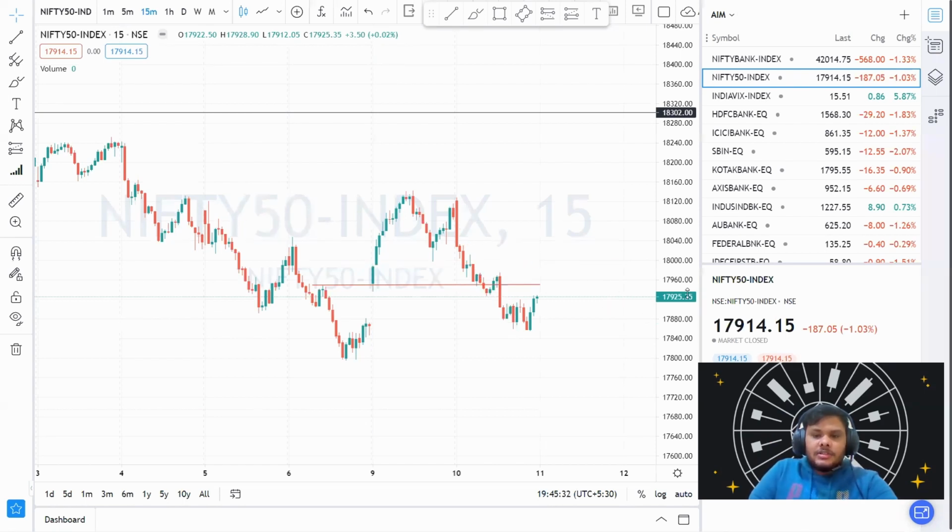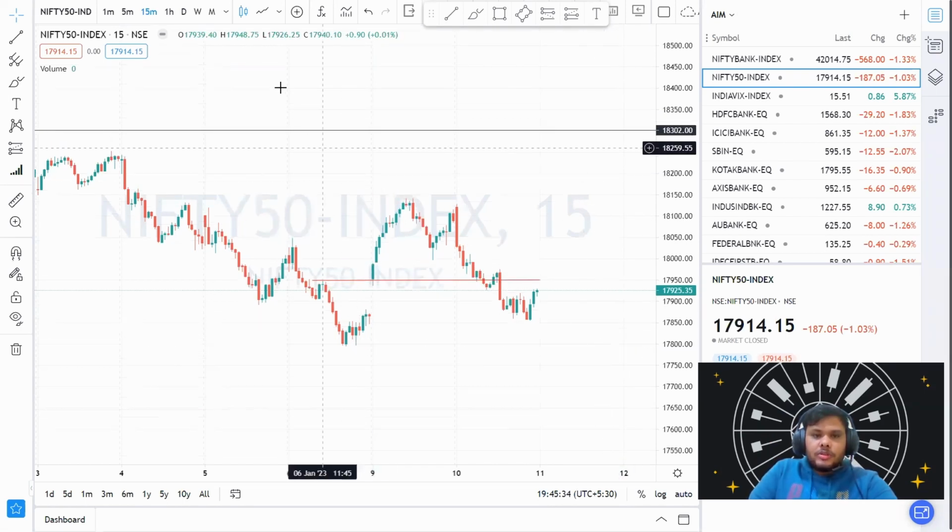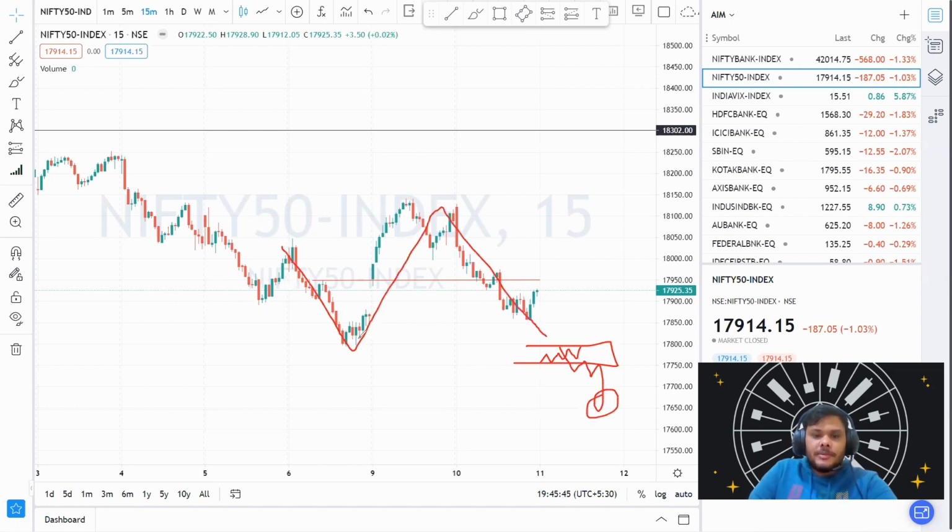And it may happen that it opens gap down. So if it opens gap down below 17,800 or 750 and shows any kind of positive movement, then we are going to wait. But if it shows any kind of negative movement there, then you can take a trade for selling because it breaks that support zone which is 17,800.